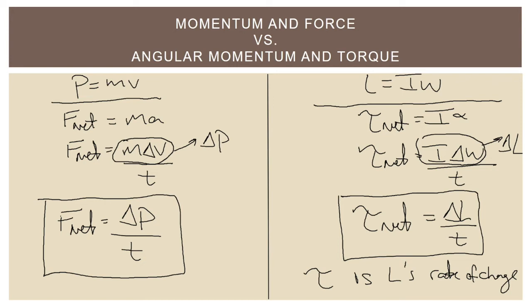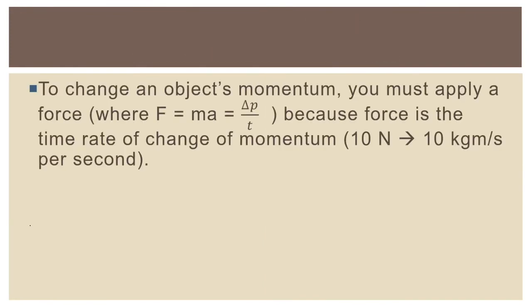Now, way back when we first started talking about this equation in the momentum unit, I wrote this note for you in the PowerPoint. It said to change an object's momentum, you must apply a force, where F equals ma, which is equal to delta p over t, because force is the time rate of change of momentum. And that's really important because it helps us to reinterpret what a force means. When you look at a 10 Newton force, we used to think, well, a 10 Newton force is a kind of force that can make a 1 kilogram object have an acceleration of 10. And looking at it in the lens of momentum should make you think, well, a 10 Newton force is a force that can change an object's momentum by 10 kilogram meters per second per second.